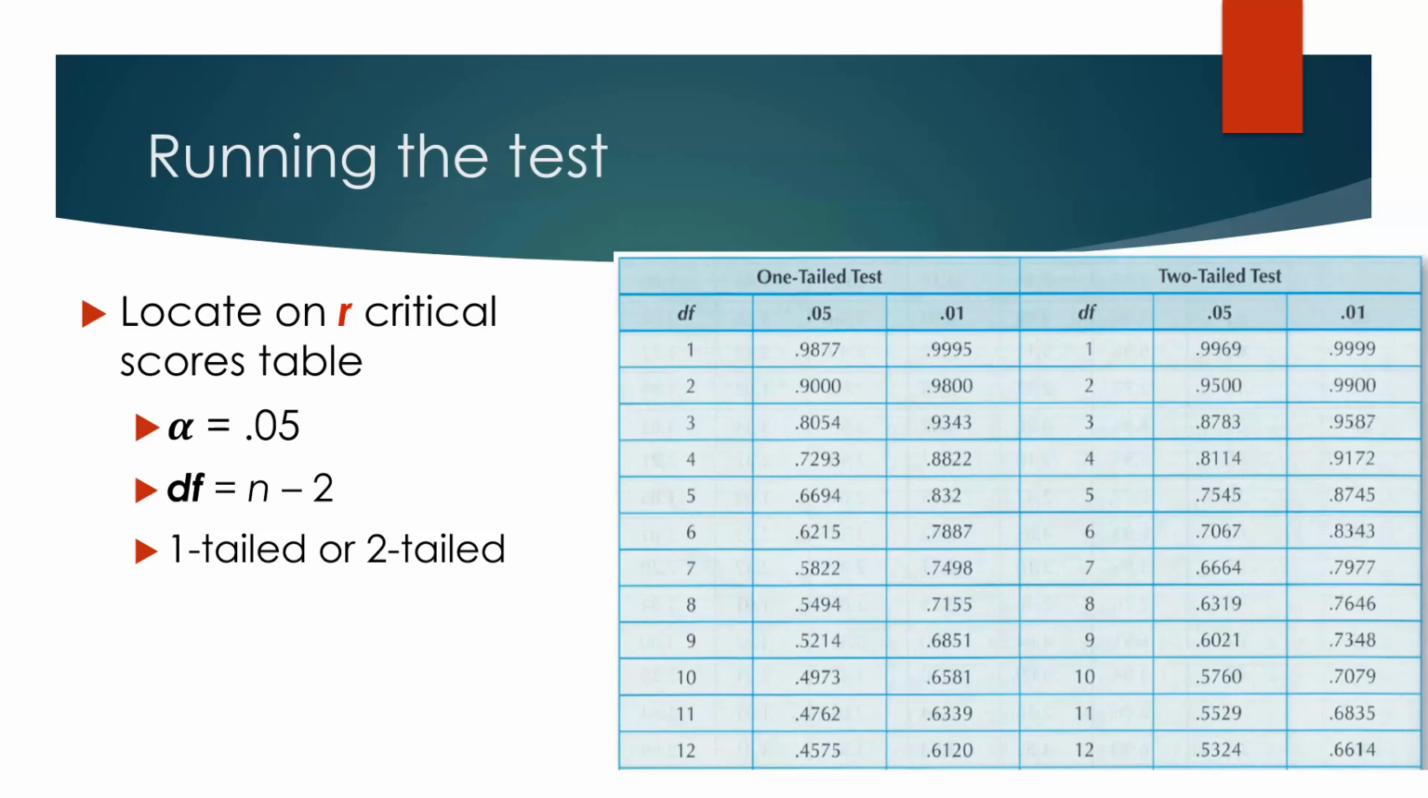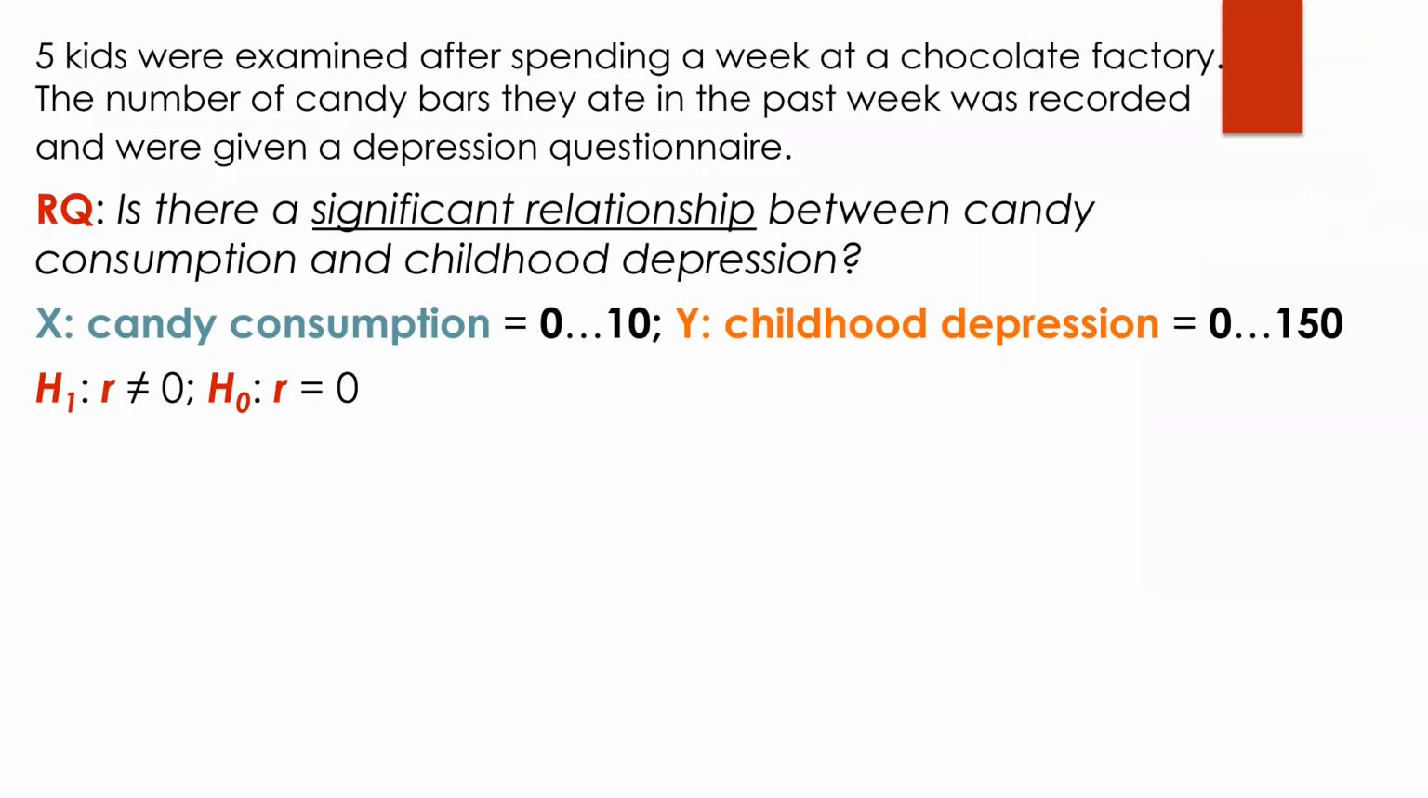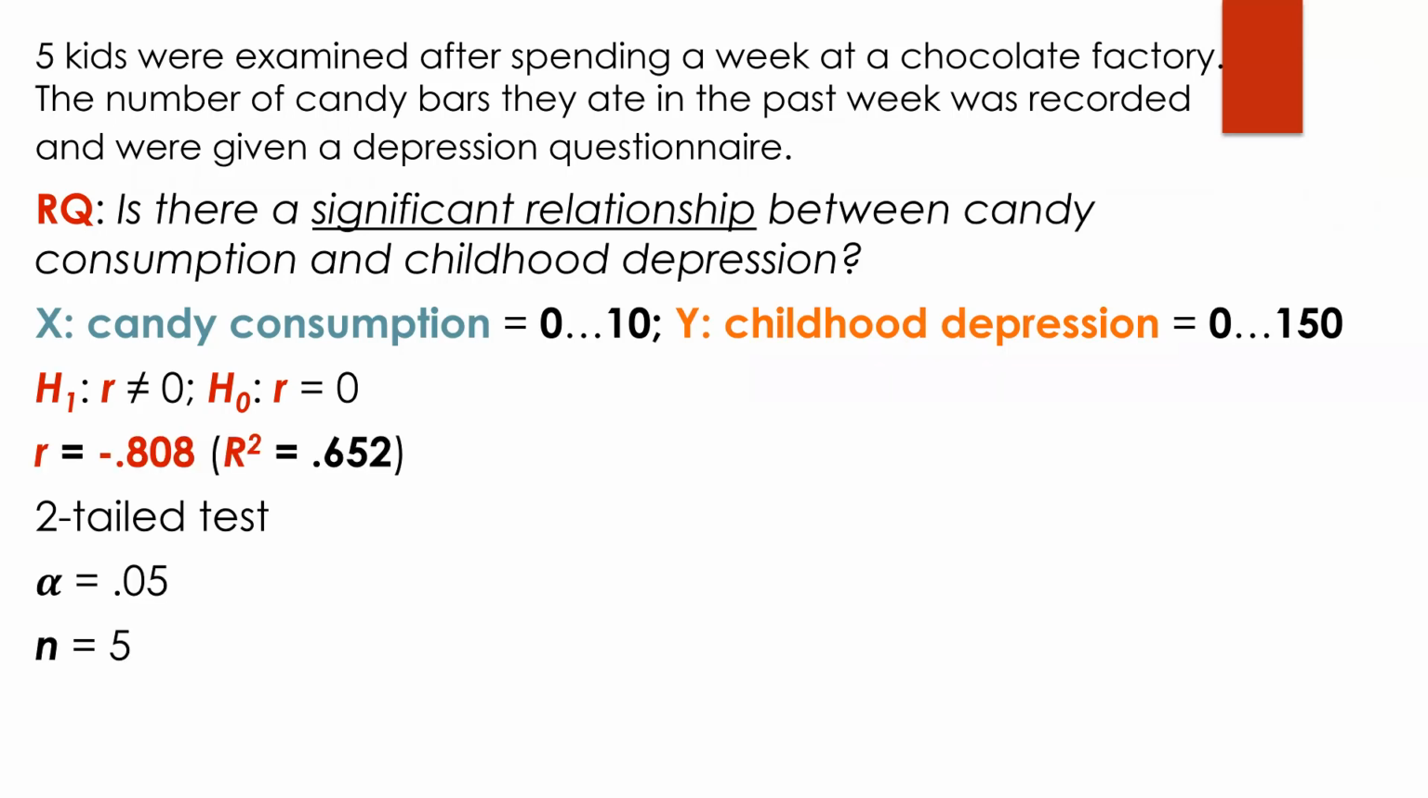The leftmost column is your degrees of freedom. That's going to help you find your row. And then the two right columns are the alpha level. We'll always use alpha as 0.05. That's going to help us find our crit score. Now, degrees of freedom is you simply take n, your sample size, minus 2. So with that in mind, go ahead and try to find the crit score. So we have a two-tailed test. We have alpha is 0.05, n equals 5, and find your critical score.